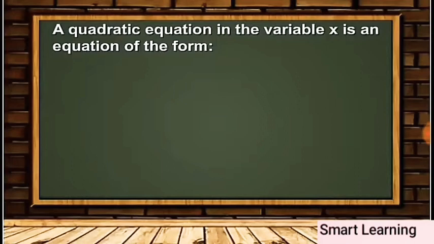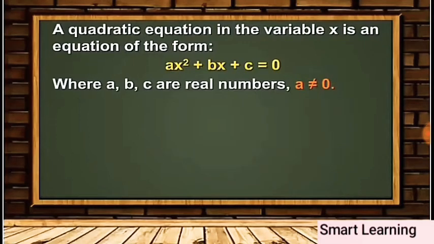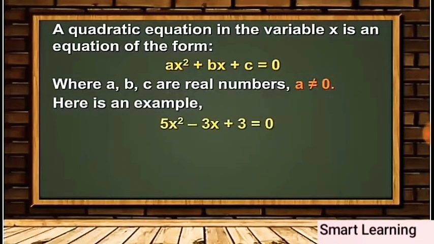A quadratic equation in the variable x is an equation of the form ax square plus bx plus c is equal to 0, where a, b and c are real numbers and a is not equal to 0. Here is an example of a quadratic equation: 5x square minus 3x plus 3 is equal to 0.